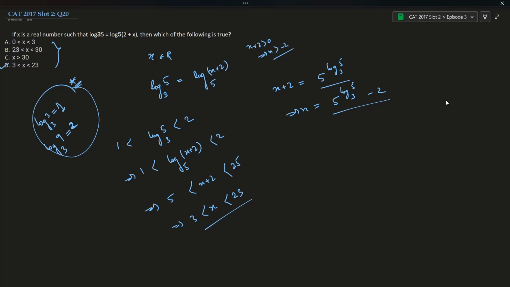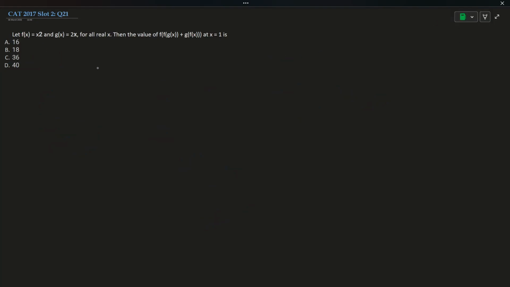Okay guys, so easy question again. Let's move on to the last question for today. F of x, again there is a typing mistake, F of x equal to x square, guys. G of x equal to 2x for all x belonging to real numbers. Then find the value of the expression at x equal to 1. This is a very direct question, guys. This is just calculation only.